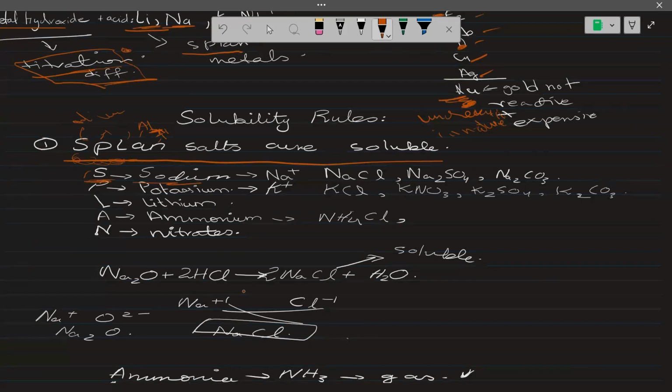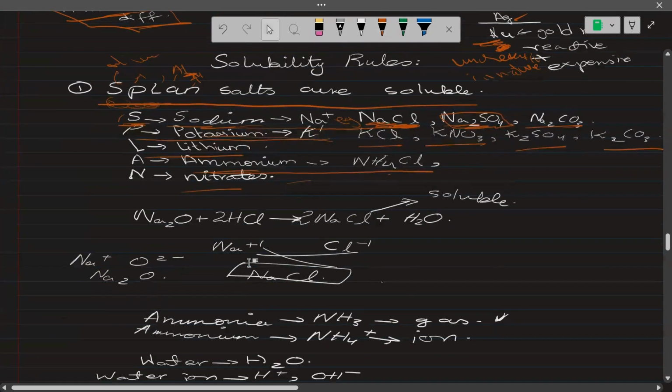Here S is sodium, which has a positive charge. Then here is potassium, which has a positive charge. Then there are lithium, ammonium, and nitrate. Some examples of sodium salts are NaCl, which is a common salt, Na2SO4, sodium sulfate, and sodium carbonate. Now let's come to potassium: potassium chloride, potassium nitrate, potassium sulfate, and potassium carbonate. And ammonium chloride, NH4Cl. So these are some examples of these salts.